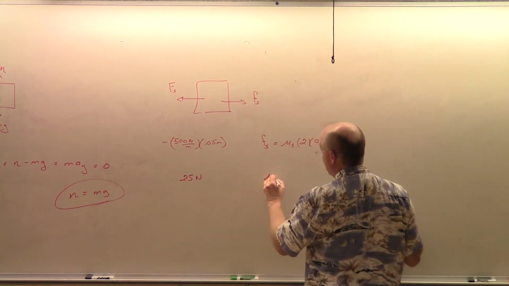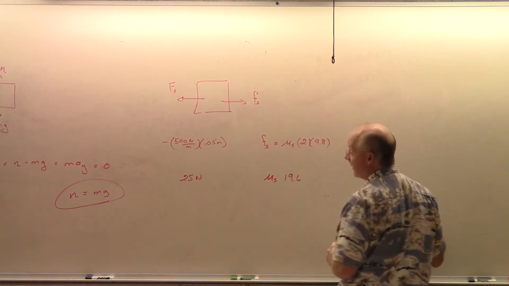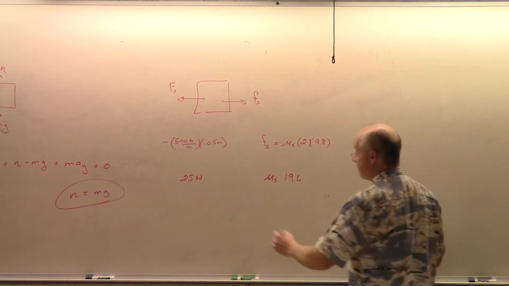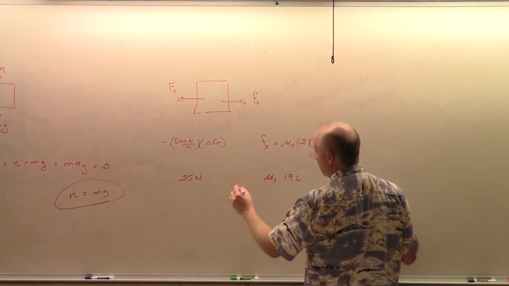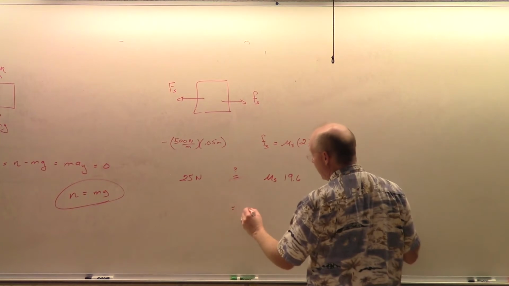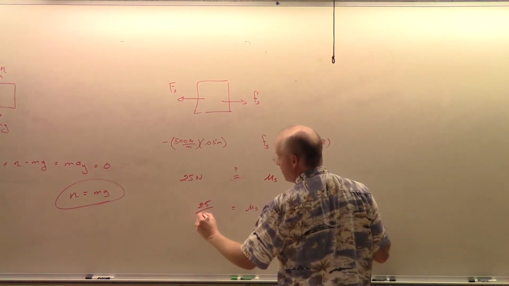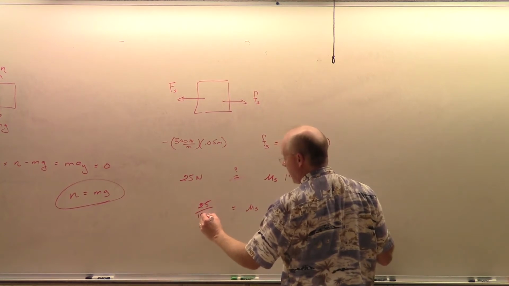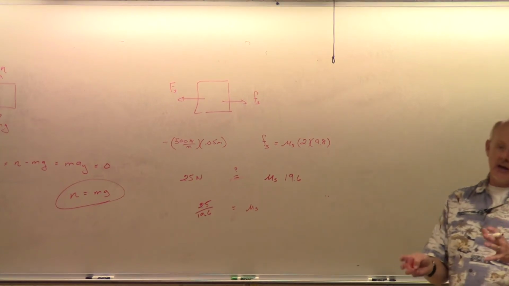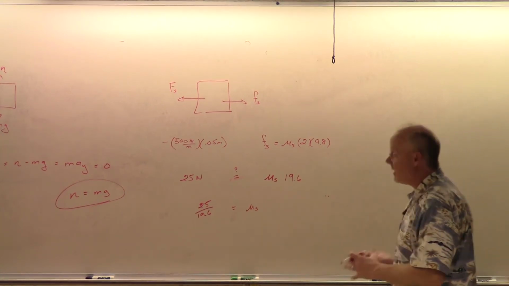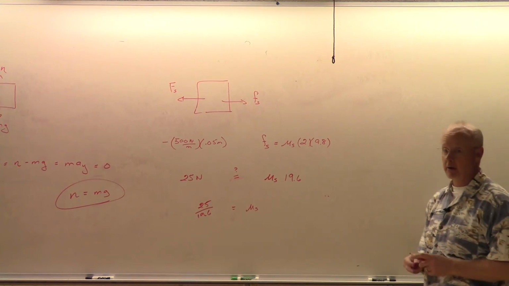This is mu s times a 19.6, right? And if those were equal, question mark, they could be if this coefficient is as big as 25 divided by 19.6. Now, it's highly unlikely that it is, which again, I think is all the more reason why the author gave these numbers. So it's very likely that this thing will start to slide to begin with. Okay.